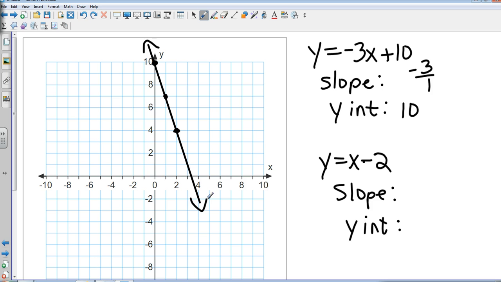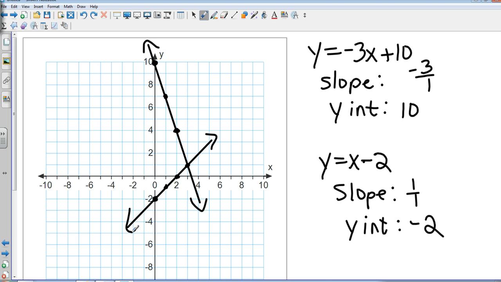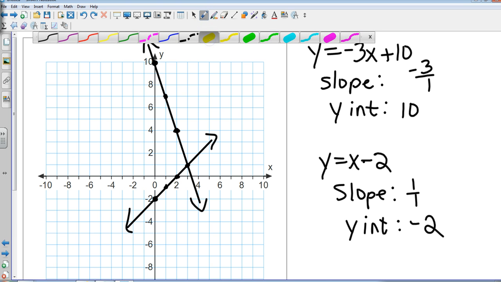Then I go to the second one, and I have a slope of 1 and a y-intercept of negative 2. So I go to negative 2. My slope tells me to go up 1 and to the right 1. Up 1, to the right 1. I'm going to keep going because guess what just happened? I have just found my intersection point. The point where these two lines cross, which I'm going to highlight, is right here. Okay, there's the point they crossed.